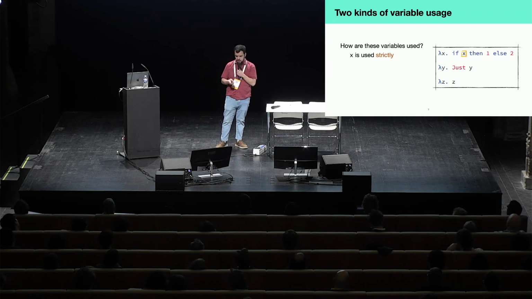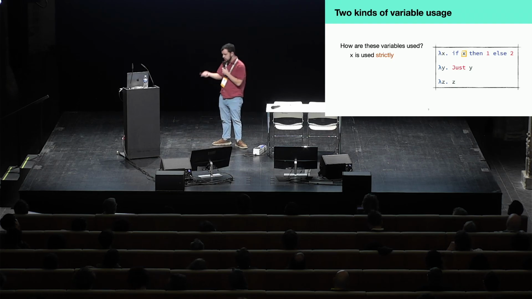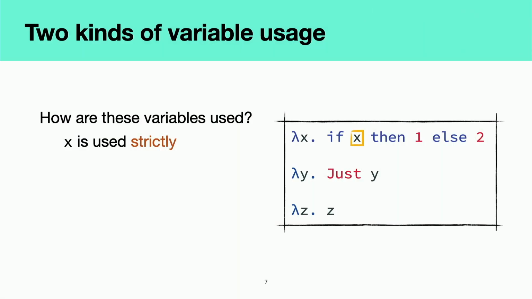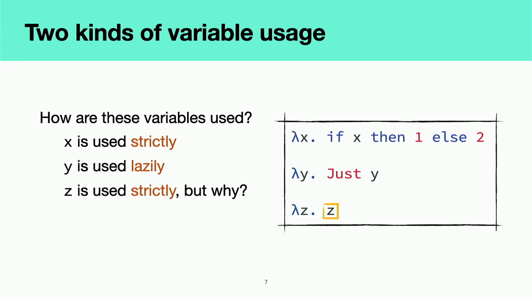In this first case, this function uses its argument x strictly. In order to proceed with evaluation of its body, we have to evaluate x and its contents down to either true or false. We can't know which branch to take otherwise. On the other hand, the second function uses its argument y lazily. The just constructor does not require us to evaluate the argument in order to accept that argument. We can simply take y and whatever suspended expression is inside of it, put it into the just constructor, and return from the function.